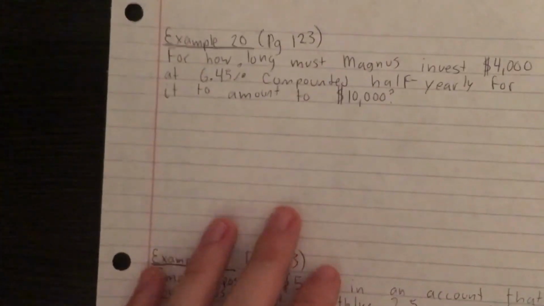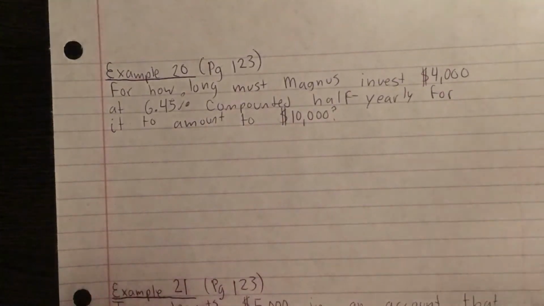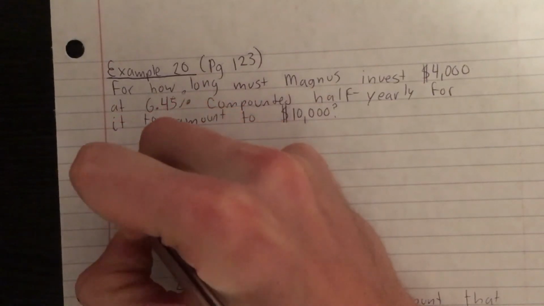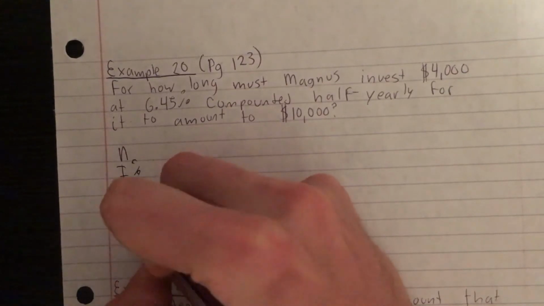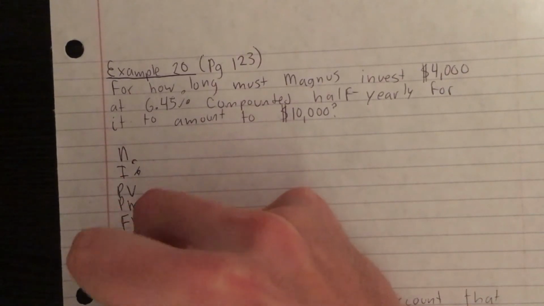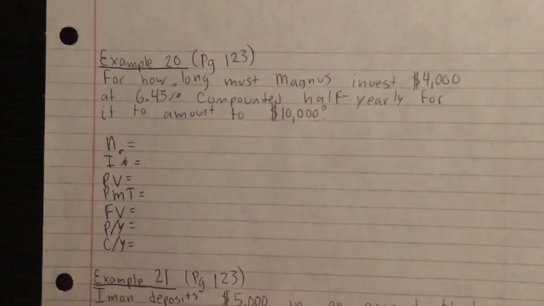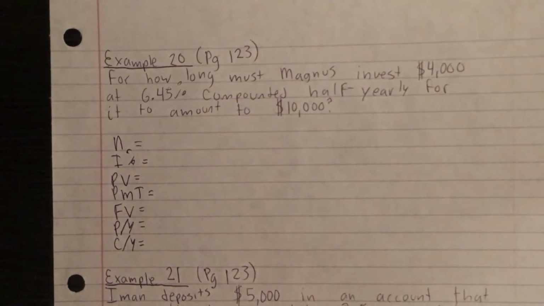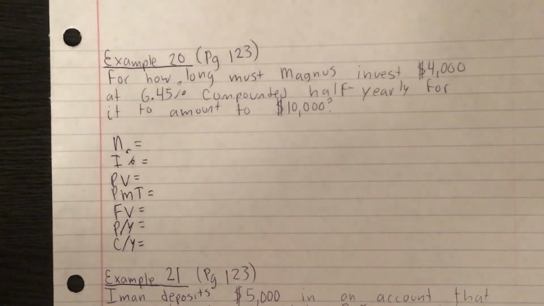So then let's look at a couple more to finish today off. So I'm going to start by writing this stuff here. It's going to make my life easier. I apologize for not having written this previously, but it'd be like that sometimes. Payments per year, compounds per year, and now we can read this problem. So, for how long must Magnus invest $4,000 at 6.45%, compounded half yearly, for it to amount to $10,000?